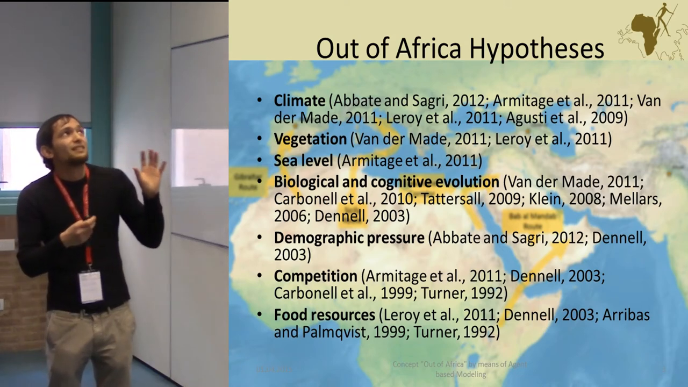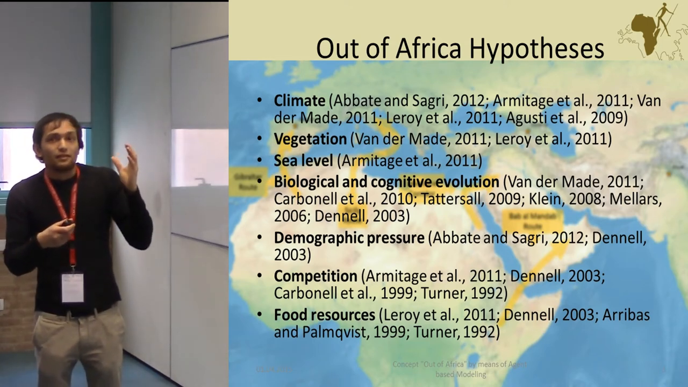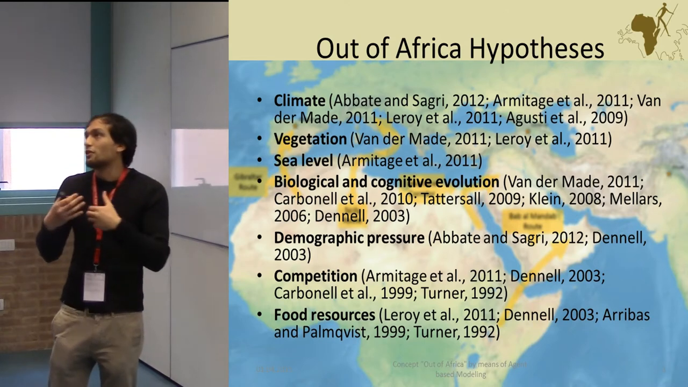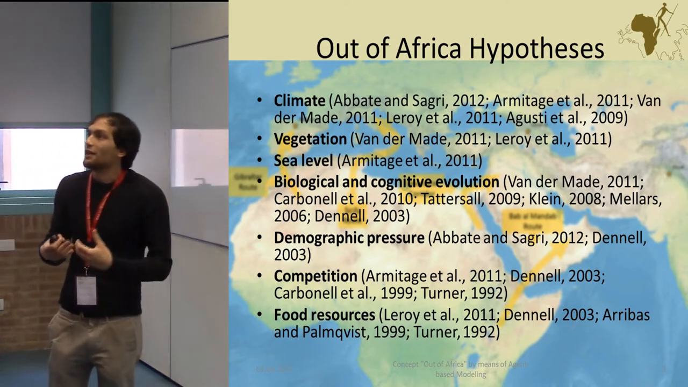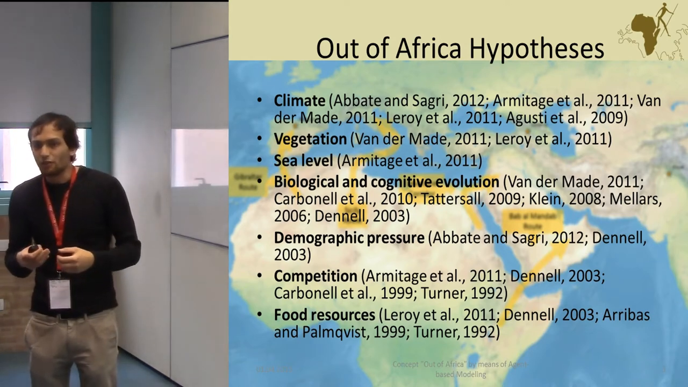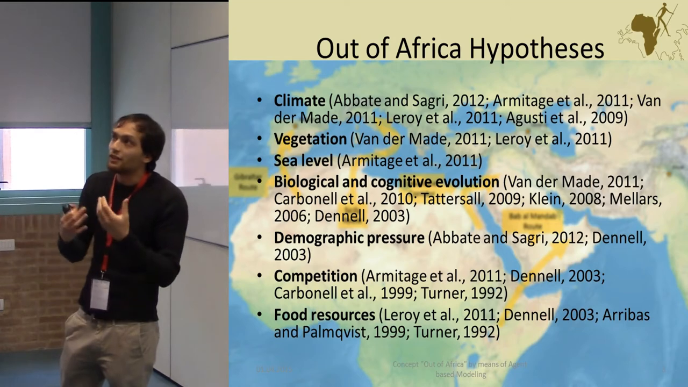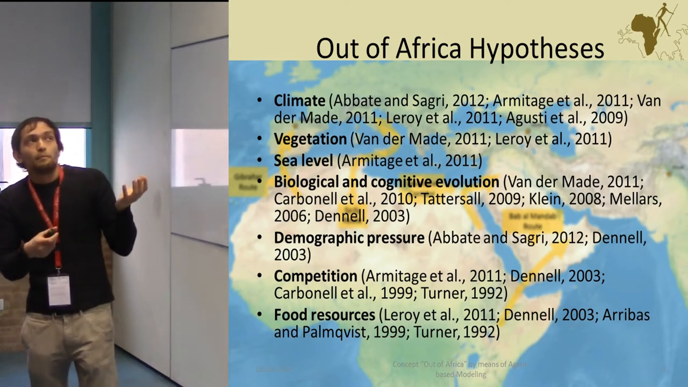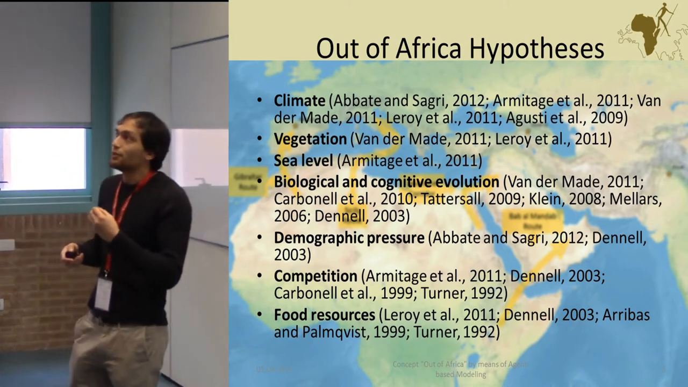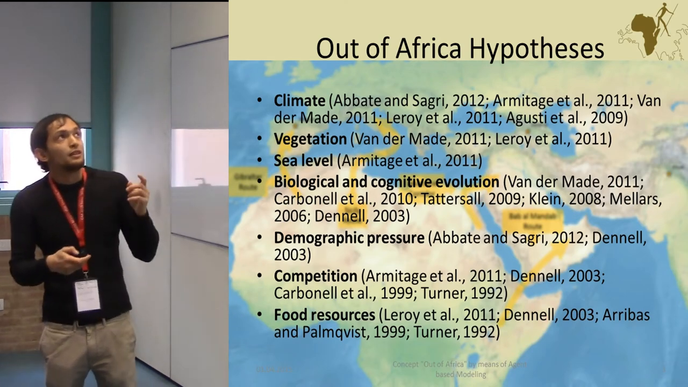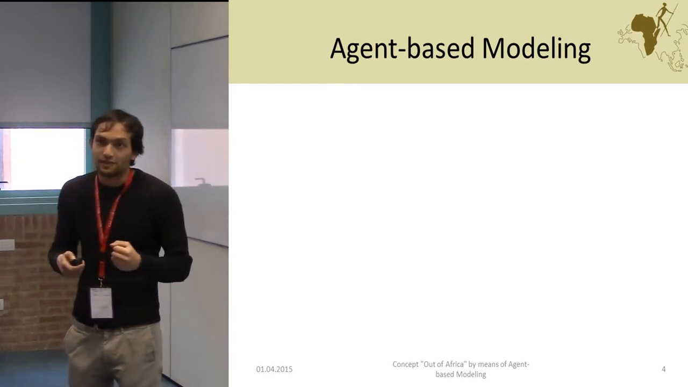The problem is that they are not really compared, and even for out of Africa 1 and out of Africa 2, the dispersal of Homo erectus and Homo sapiens, all these factors are mentioned, but it's very difficult to say what factor is more important than the other. Was it more because of climatic changes, or was it because the early hominins became smarter? And that is why I want to explore the capabilities of agent-based modeling to evaluate the out-of-Africa hypothesis.